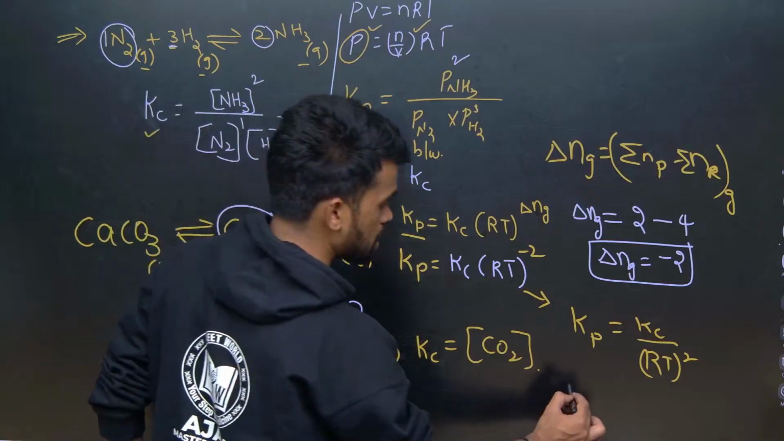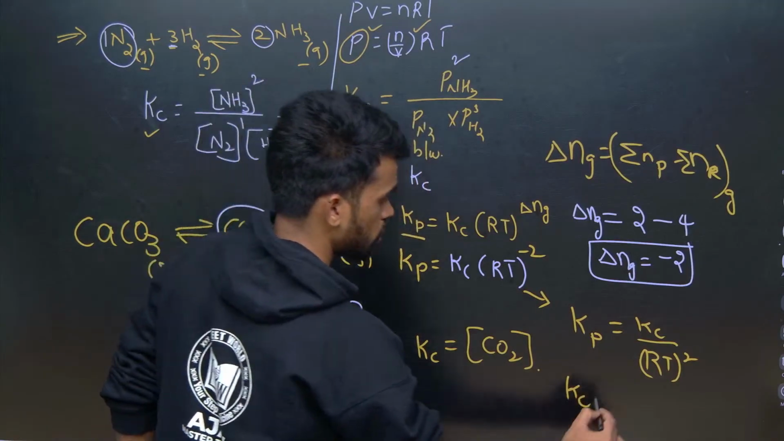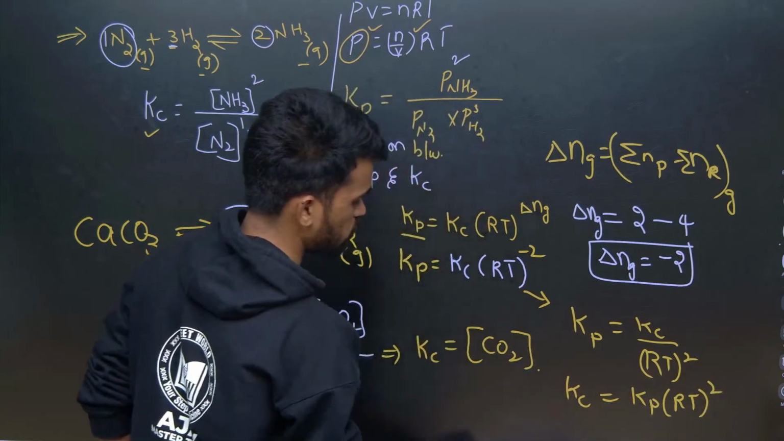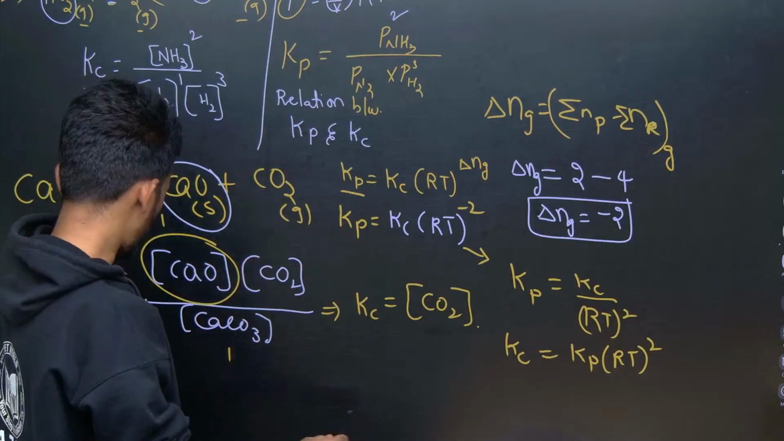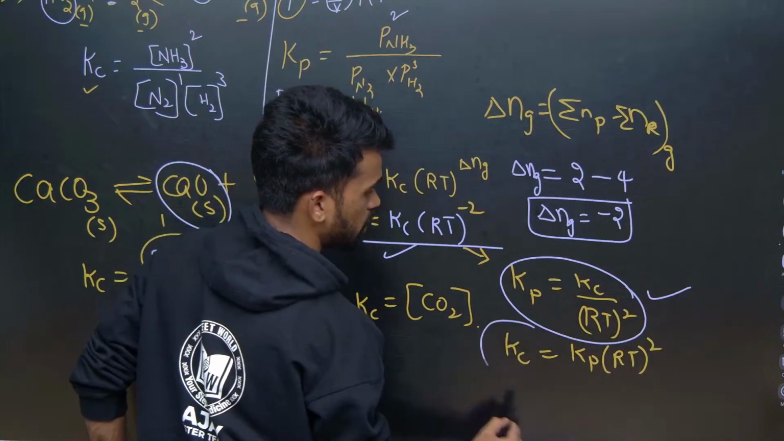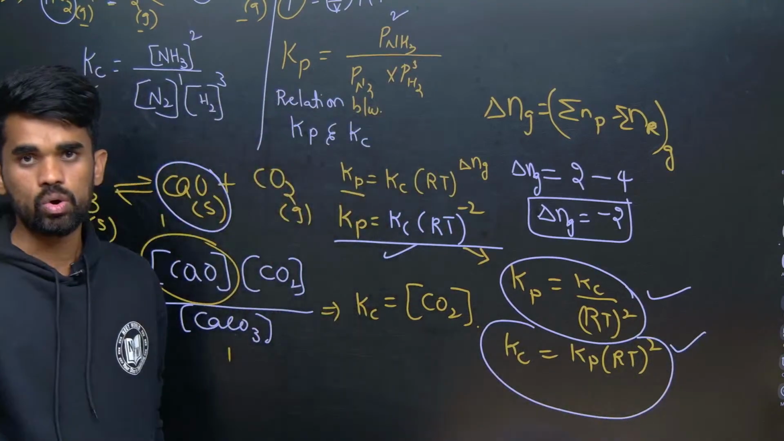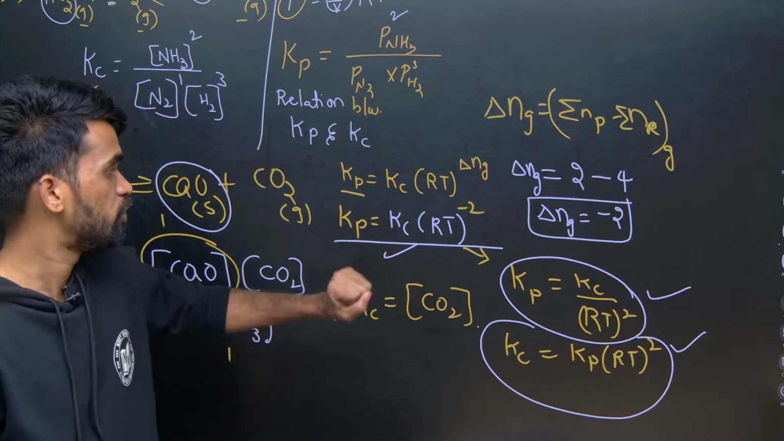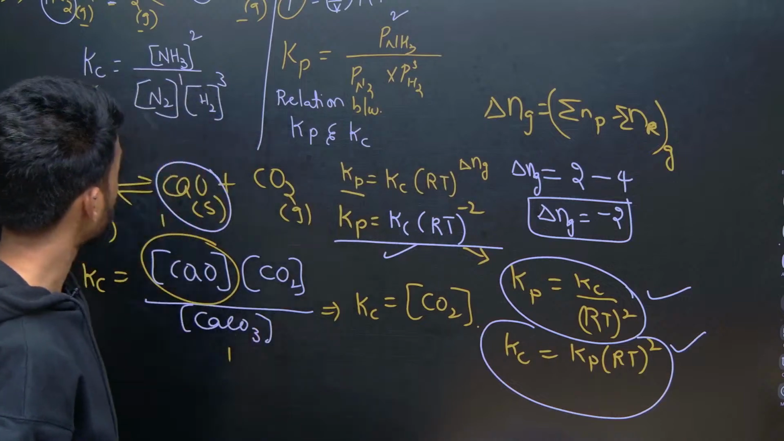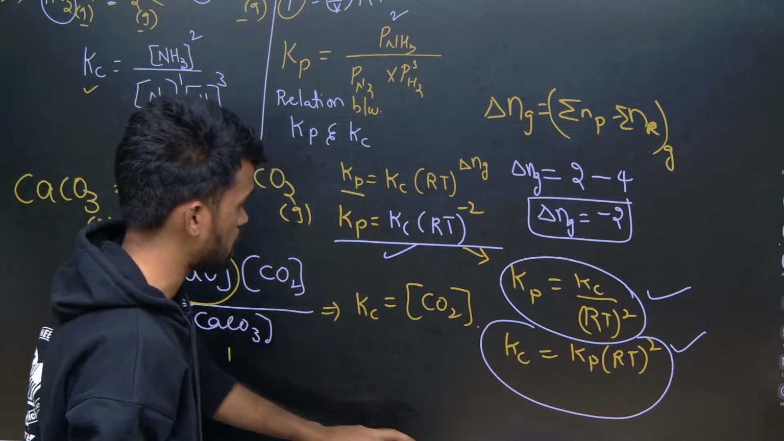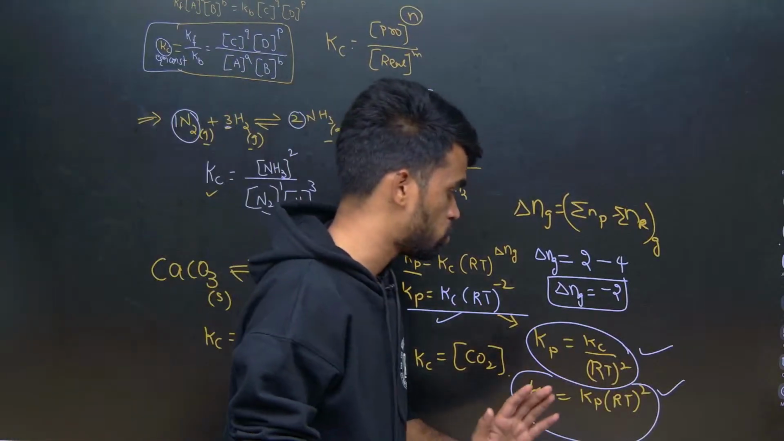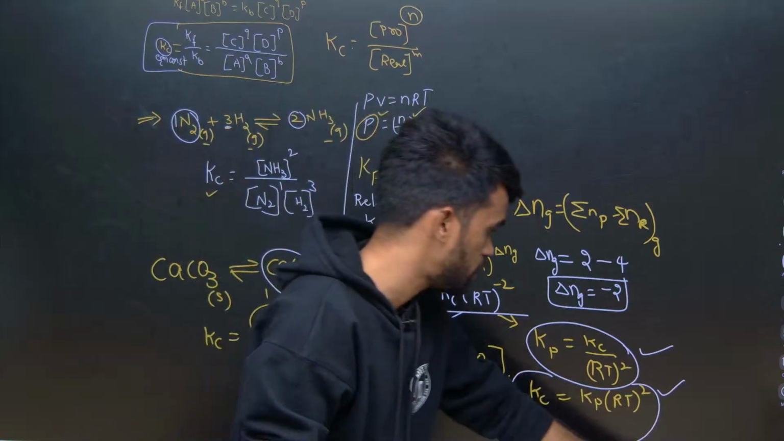In the options they will also give it in this form, Kc equals Kp into RT square. Even if they give it like this, yes, this is correct. Even if they give it in this format, this is also correct. I hope it is clear, there is no confusion. There are many questions on this kind of Kp Kc relation, writing the equilibrium constant equation. You can look into the PYQ questions, and I will also show a few more questions here, no worries.